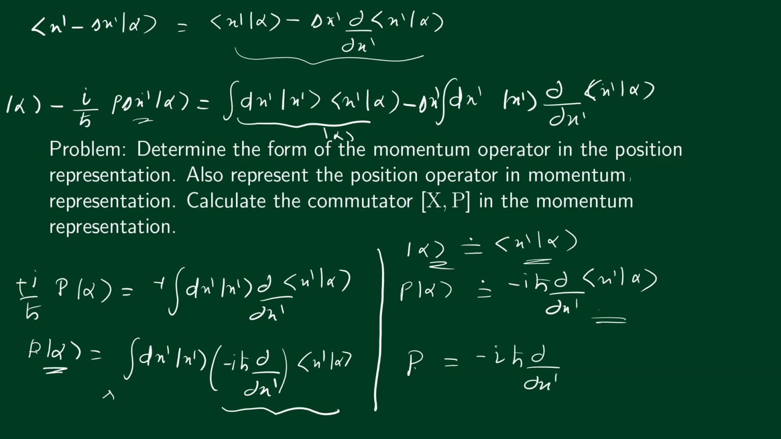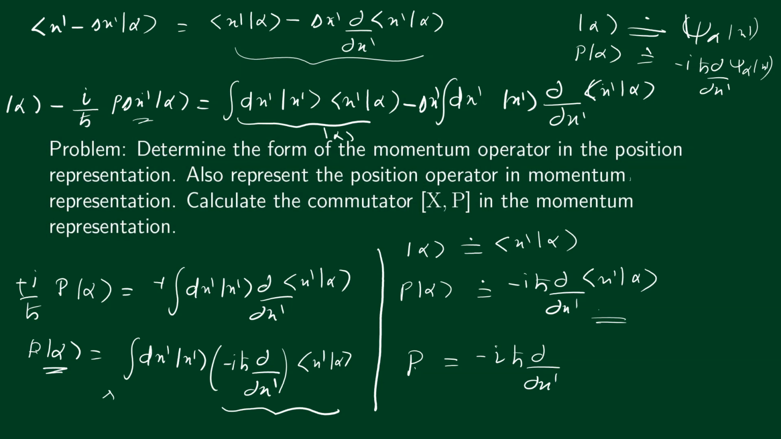If ket alpha is represented by the wave function psi alpha of x prime, then the state p acting on ket alpha, which is another ket, is represented by minus i h bar partial derivative with respect to x prime of psi alpha of x prime.